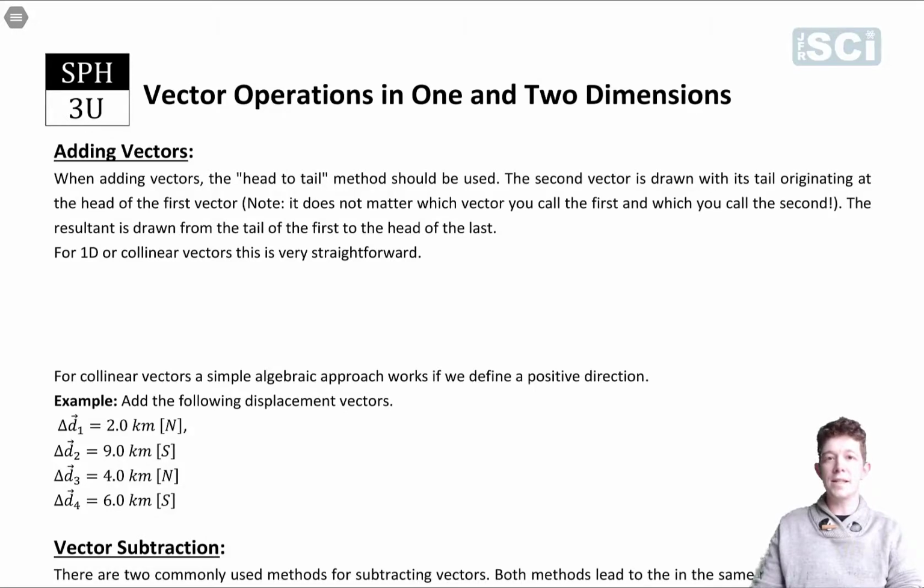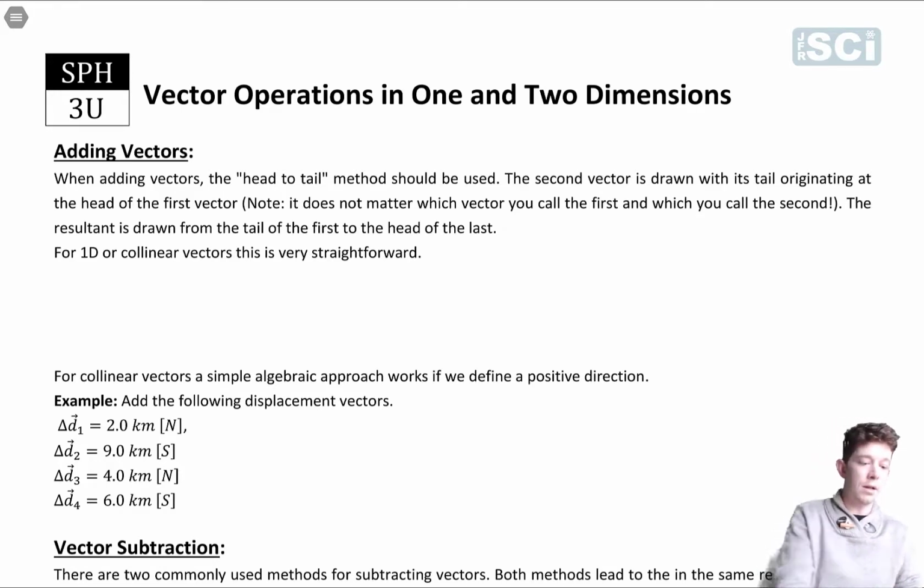Hey Royals, in today's lesson we're going to work with some vectors. So we'll start with vectors in one dimension. So we'll add and subtract them along a line. And these types of vectors are called collinear vectors. And then we'll extend our understanding up to 2 dimensions by adding and subtracting vectors in 2 dimensions.